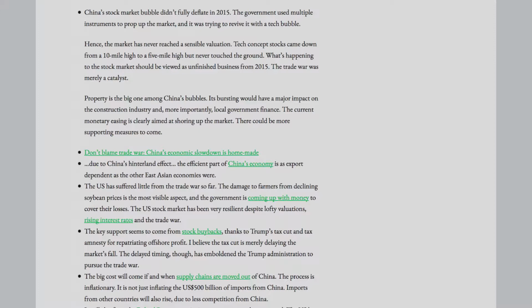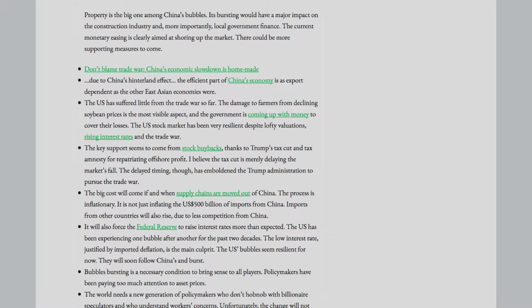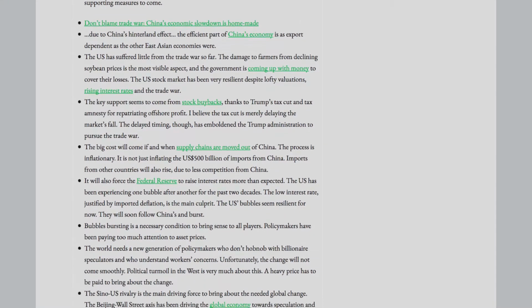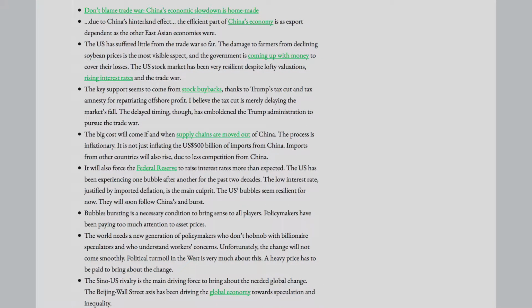Property is the big one among China's bubbles. Its bursting would have a major impact on the construction industry and, more importantly, local government finance. The current monetary easing is clearly aimed at shoring up the market. There could be more supporting measures to come. Don't blame the trade war. China's economic slowdown is homemade.